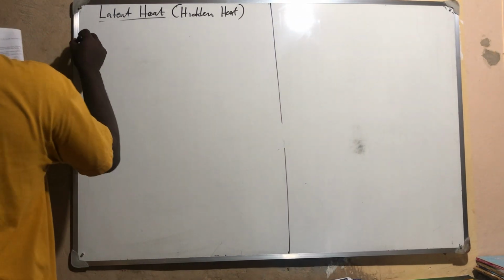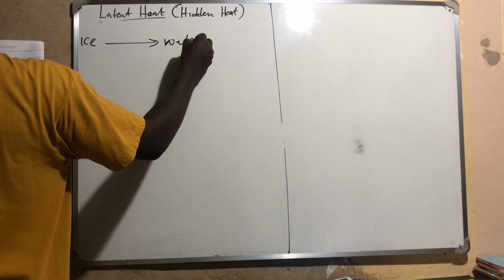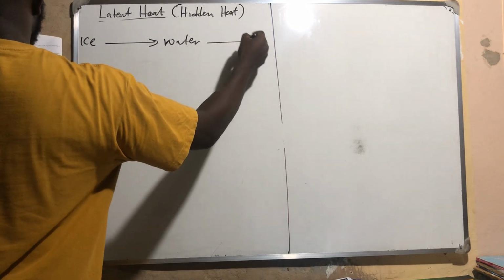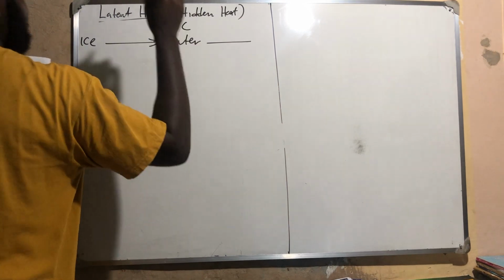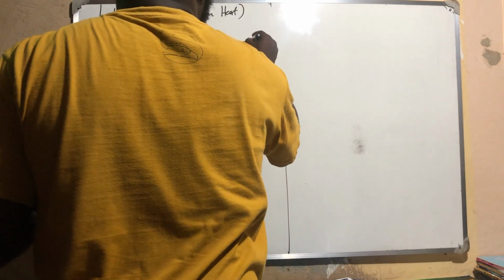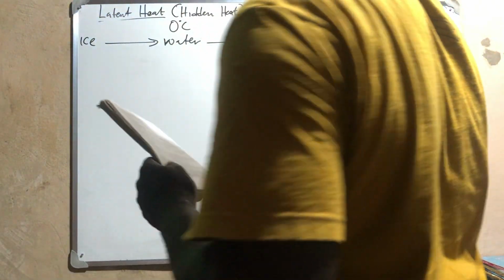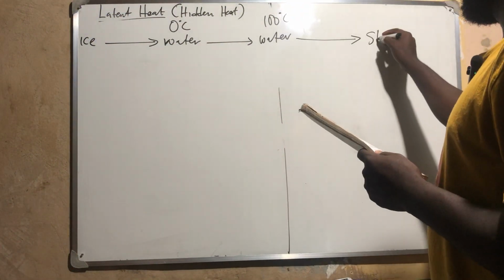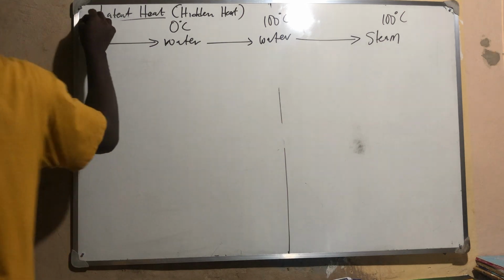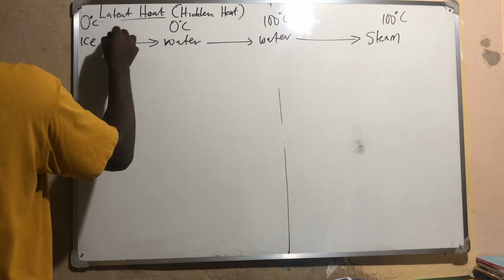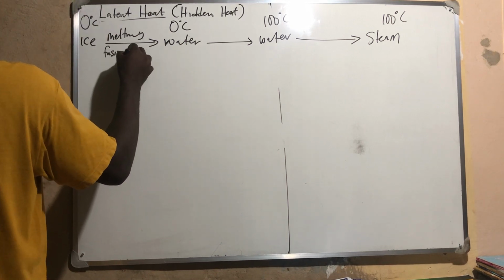And look at the trend. They say that ice changes to water, and that water is at 0 degrees Celsius, then changes to another water again, but this time this water is at 100 degrees Celsius, then changes to steam, and here is another 100 degrees Celsius. So ice was at 0 degrees Celsius. What do I have here? What I have here is melting. That is fusion of ice.